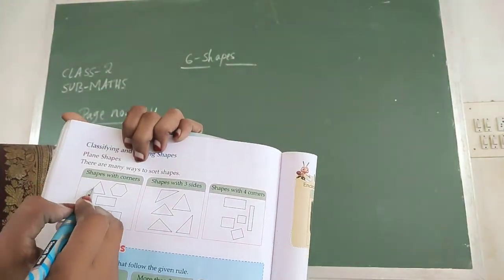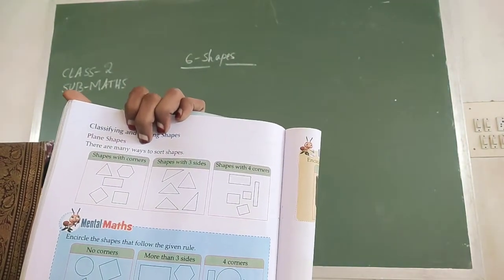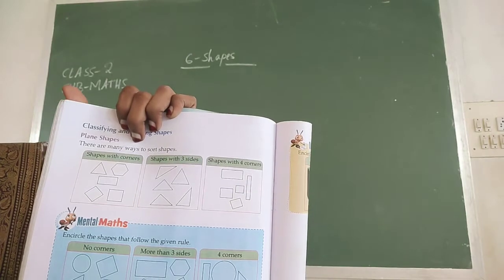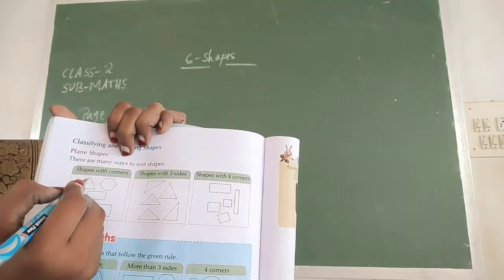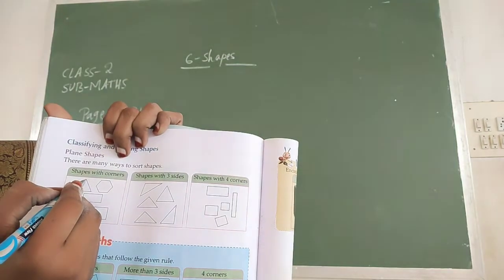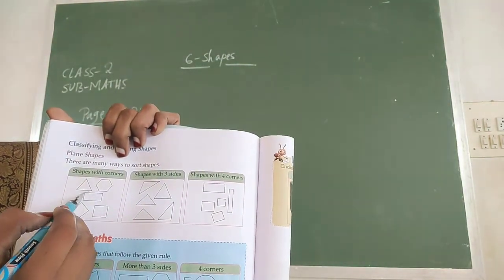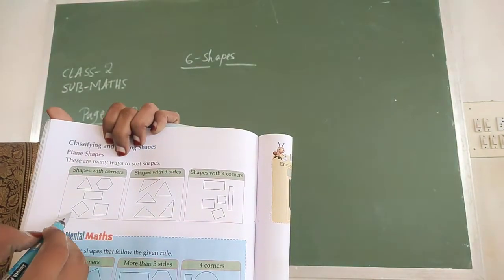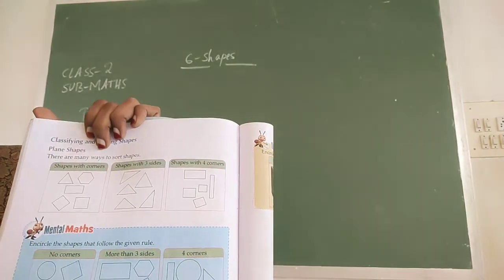These points we call corners, where two lines meet. Where two lines come and meet, that point we call a corner. So these are the corners. These are all corners. So all these shapes have corners.